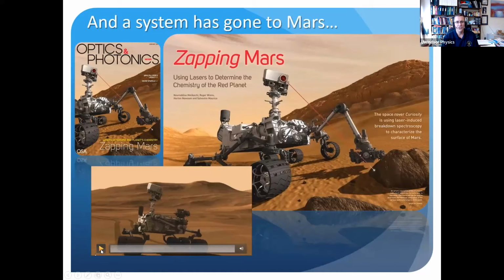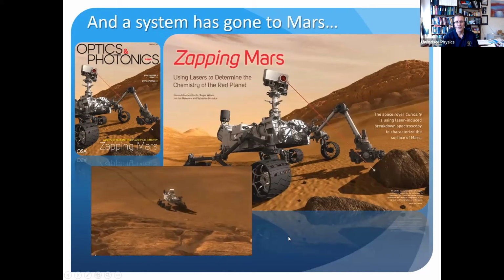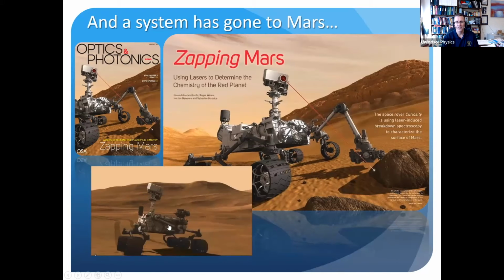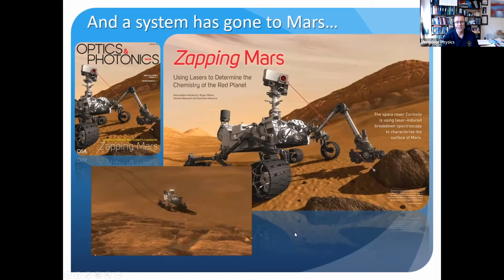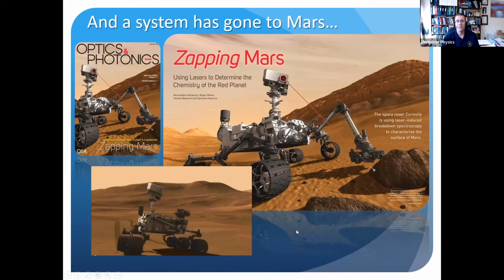So this should just start here. Let's see. There it goes. Right, so that's the rover firing its laser at these rocks on Mars. And it sounds exactly like what we do in our lab.